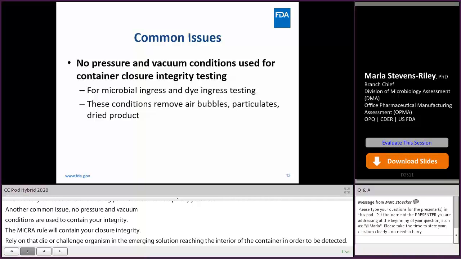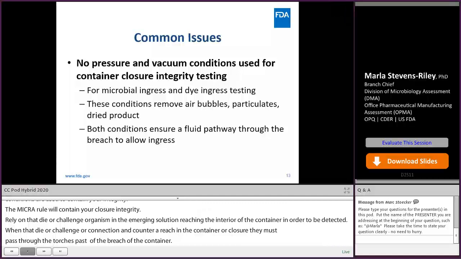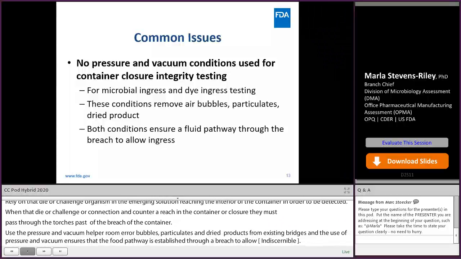Use of pressure and vacuum helps remove air bubbles, particulates, and dried product from existing breaches. And the use of pressure and vacuum ensures that a fluid pathway is established through a breach to allow ingress. We consider using both conditions as a best practice for complete removal of any blockage of the leak path and for creation of a fluid pathway. However, we are flexible on these conditions, and alternative test conditions should be adequately justified.